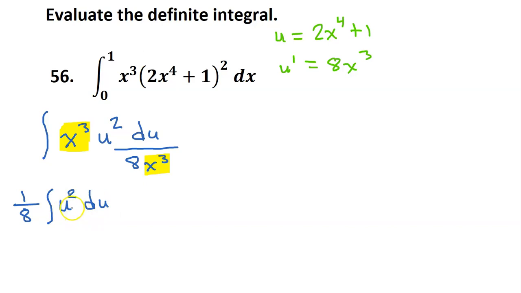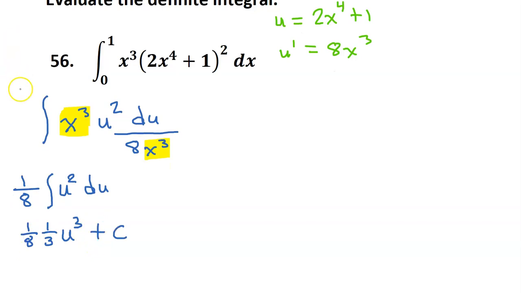We can easily integrate this with the power rule. Add 1 to the exponent and we have u to the third power. Divide by the new exponent, so we have 1/3. Bring down that 1/8. Let's go ahead and get the x's back in. So we will have 1 over 24 times 2x to the fourth power plus 1 cubed plus c. So we found the indefinite integral.